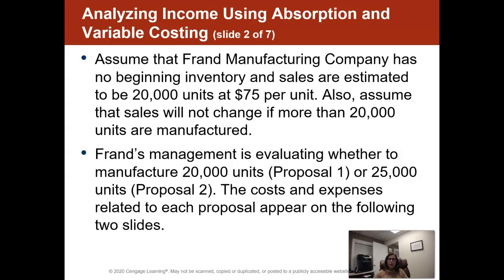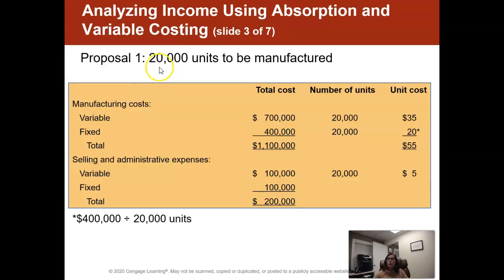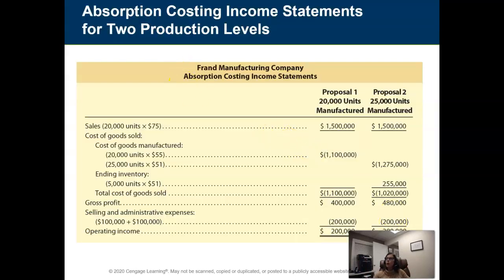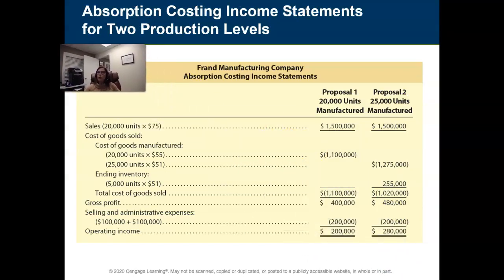The costs and expenses for those are here. So this is proposal 1, where we're only going to manufacture the 20,000 units, and proposal 2, where we're going to manufacture the 25,000 units, but we're still only going to sell the 20,000 units. What would you do? Well, if you're their management, you are going to look at what this is going to produce. And under proposal 1, your operating income actually looks worse than it does under proposal 2.